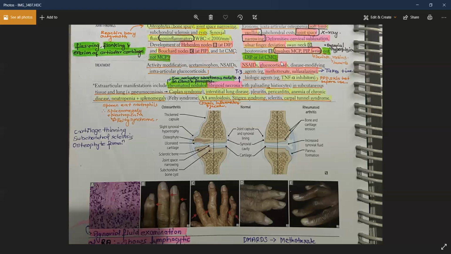Right, very important. Treatment includes anti-inflammatory agents like NSAIDs. These are the first line agents. Glucocorticoids can also be given, and these are only for the acute management of the disease when the pain is there.